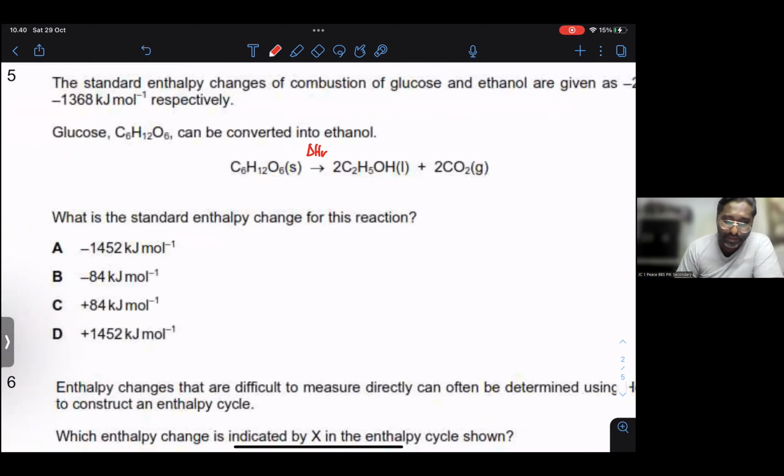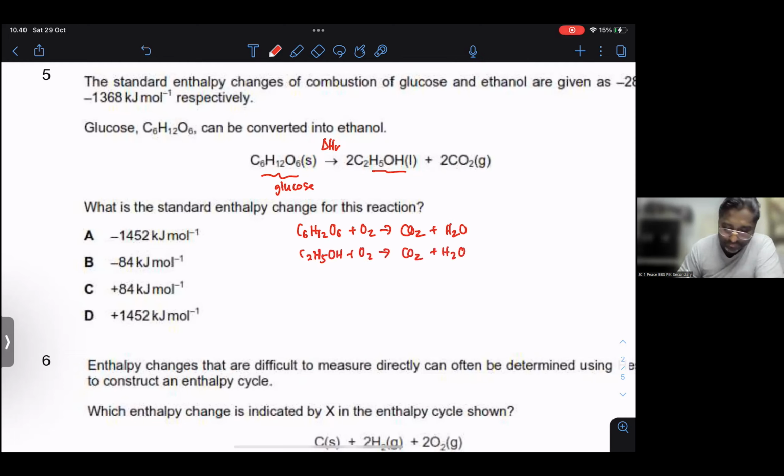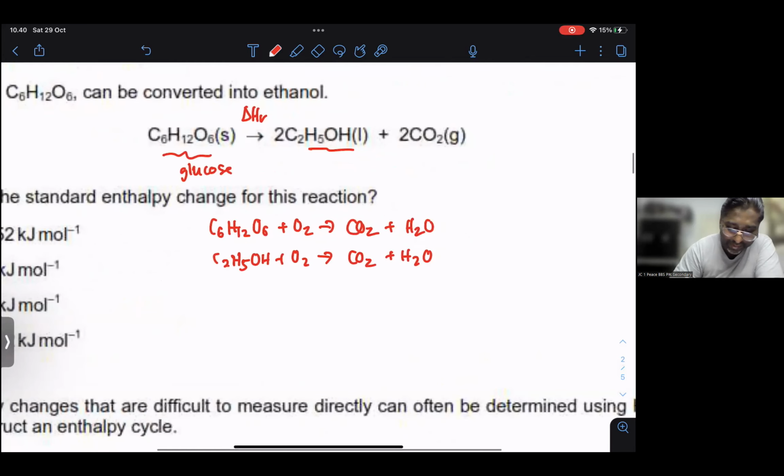So you see combustion of glucose and ethanol. This is going to be glucose, and this is going to be the ethanol. So for combustion, write down the equation. C6H12O6 plus oxygen gives carbon dioxide and water. Write that down first. And then the combustion of C2H5OH, plus oxygen to give carbon dioxide and water as well. First is to balance the equation.